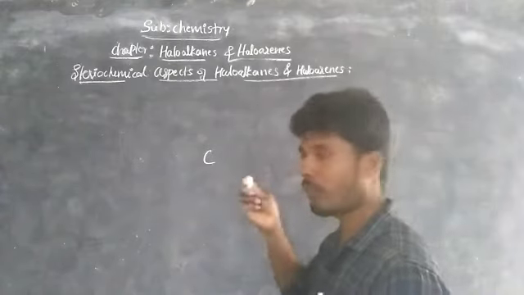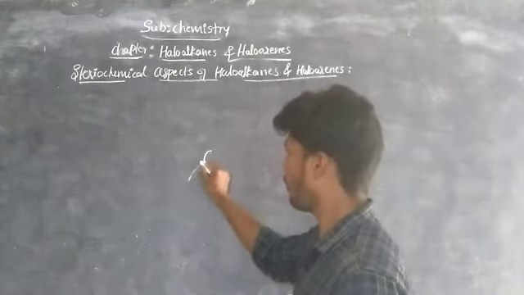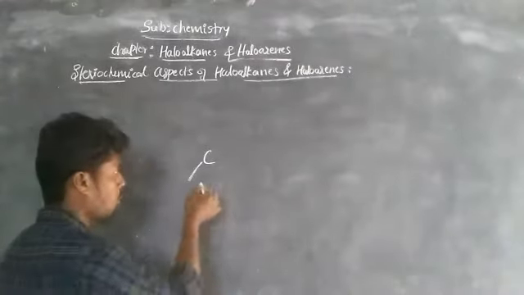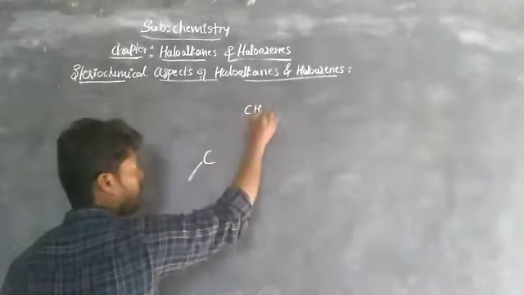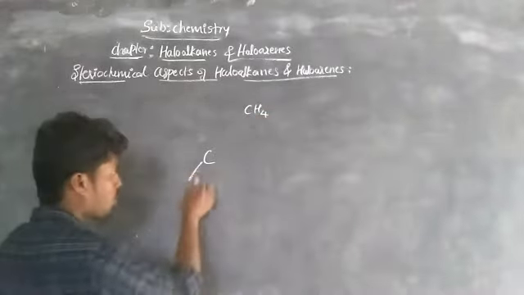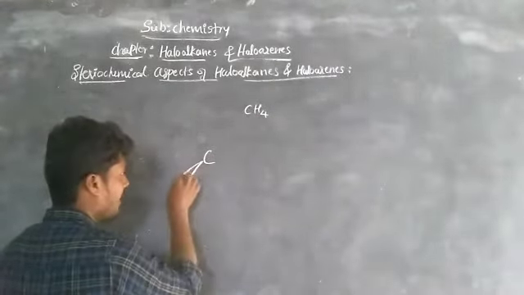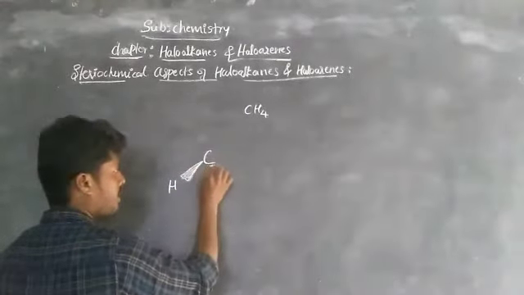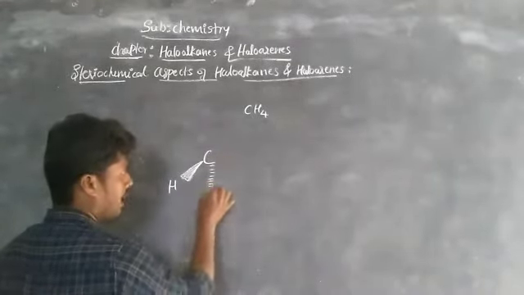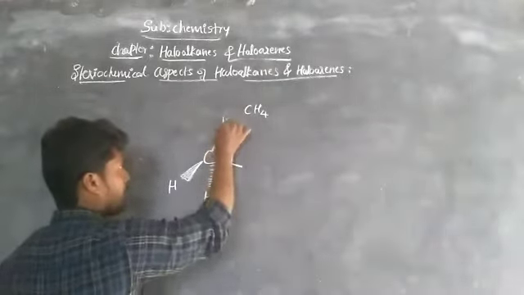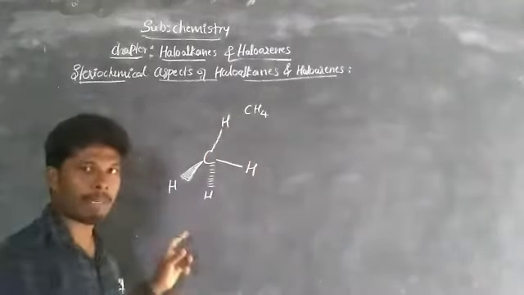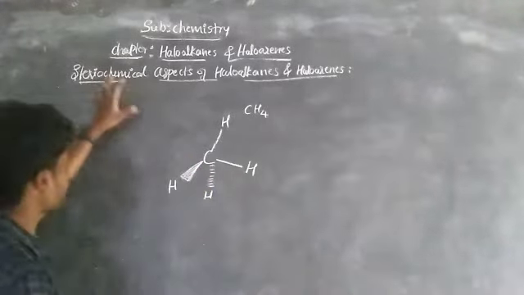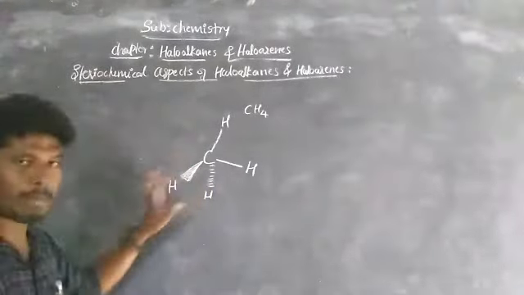If it has 4 different groups or 4 different atoms, like you take methane CH4, here there are 4 hydrogens. Those 4 hydrogens are arranged like that. One hydrogen is above the plane and one hydrogen is below the plane, and the remaining 2 hydrogens are on the plane. This is the spatial arrangement of atoms around a carbon atom. This is called the stereochemical aspect or stereochemical structure.